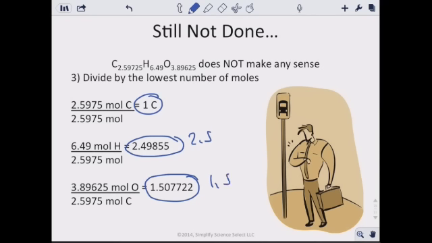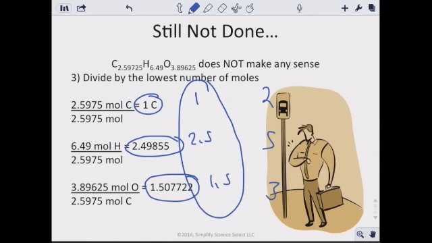Now, what we can't do is make this 1, 2.5, and so on. So what we do is we know that if we multiply, and just start at 2. These guys are 1, 2.5, and 1.5. Multiply each one by 2, we get 2, 5, and 3.